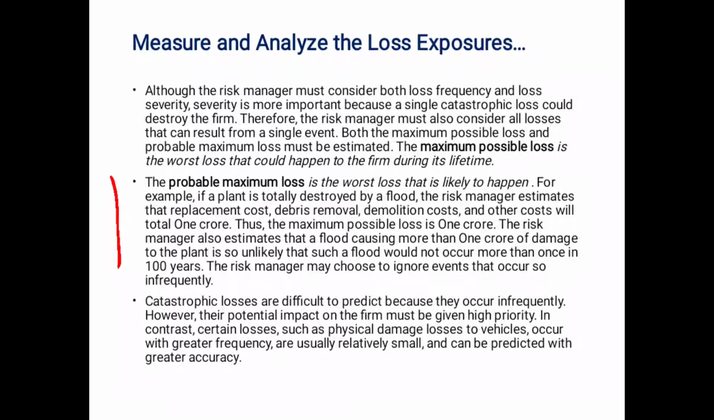So catastrophic losses are difficult to predict because they occur infrequently. However, their potential impact on the firm must be given a high priority. In contrast, certain losses, such as physical damage and losses to vehicles, occur with greater frequency, are usually relatively small, and can be predicted with greater accuracy. So this is something about measuring and analyzing the loss.